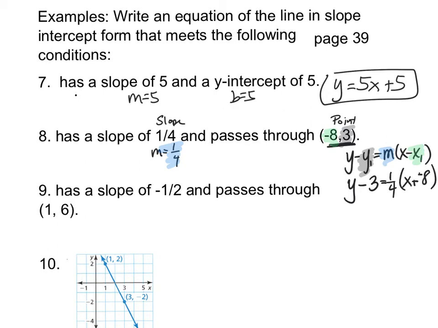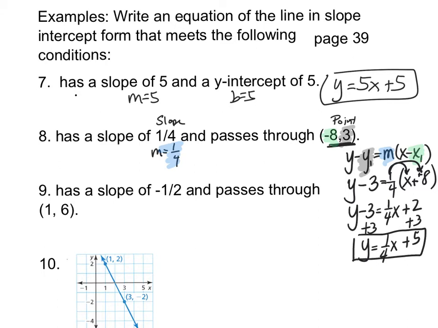You're welcome to go ahead and write plus positive 8, but please make sure you realize that it's a positive 8 because subtracting a negative is the same thing as adding a positive. Distribute your 1/4. 1/4 times x is 1/4 x. 1/4 times 8 is 8/4, which is 2. Add 3 to both sides. So y is going to equal 1/4 x plus 5. And that's my equation for number 8.